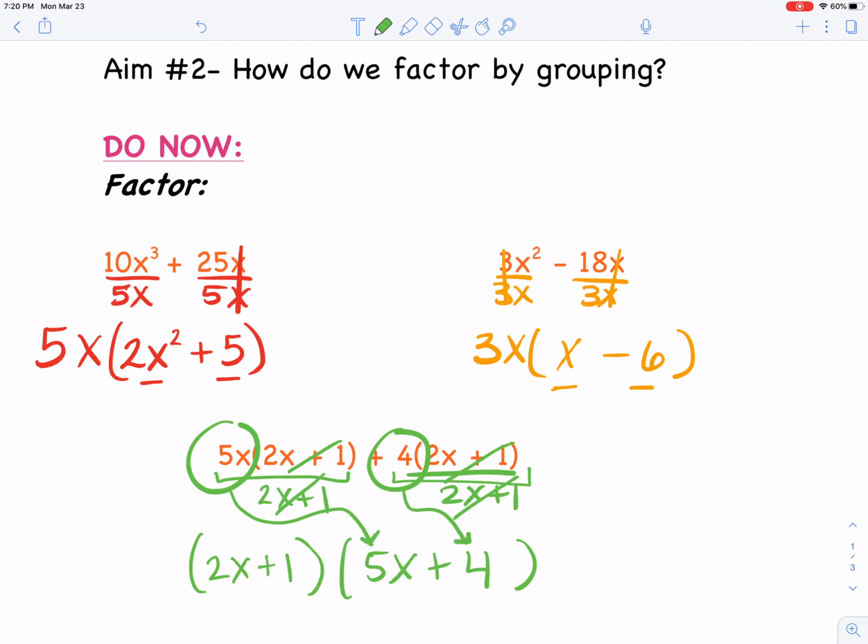Do you see that? That 2x plus 1 that was in both of them is my first factor. And then the terms in front of those binomials are the two terms in the second factor. Make sure you understand that before moving on to the rest of the lesson. So just keep looking at what I did and trying to figure that out, because that's everything for what we're going to be doing today.